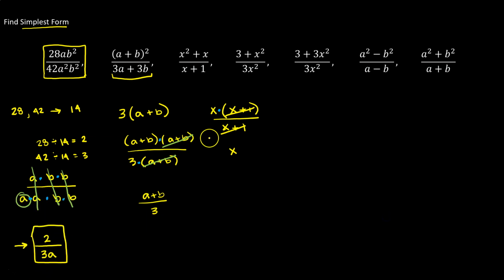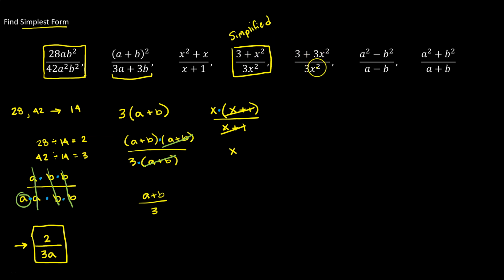Let's keep going here. Looking at our next one, we have 3 plus x squared over 3x squared. Now in this case, I don't see a common factor in my numerator. Between 3 and x squared, there is no common factor, and our denominator is already factored completely. Nothing matches between top and bottom, this is actually already simplified. There are no common factors between the numerator and denominator, so we can't make that any more simple than it is.